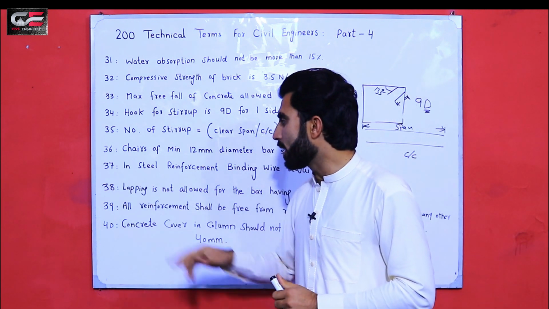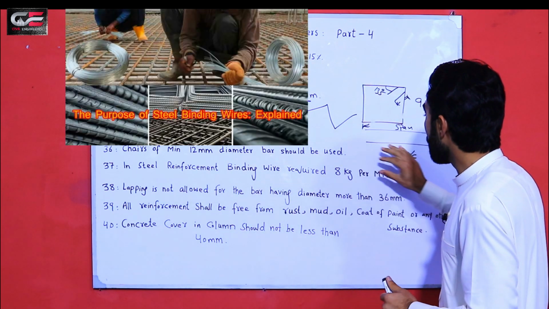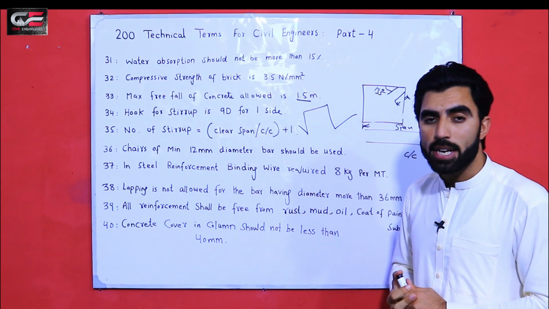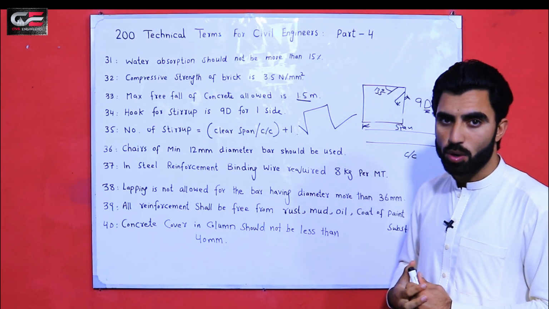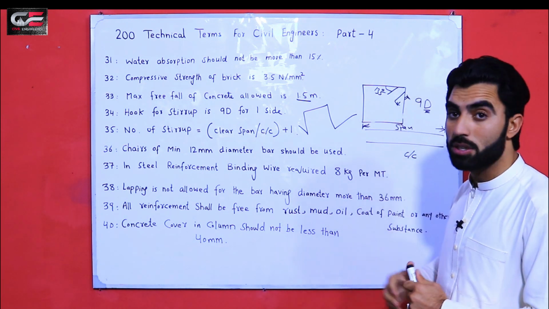Term number 37, in steel reinforcement, binding wire required is 8 kg per metric ton. So we require 8 kg per metric ton, not 1 maund or 50 kg per metric ton.